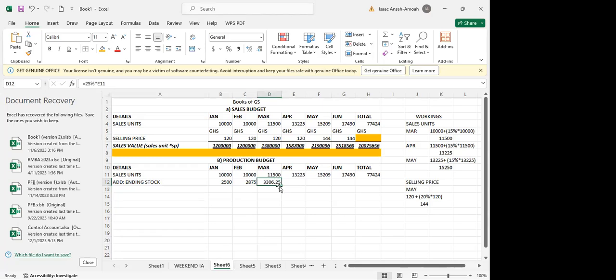So the policy says that it should be 25% of planned sale of the following month. So ending stock of month 1 is 25% of planned sale of February. So we multiply 25% by 10,000. If you come to February, it's 25% of 11,500. Now we are at March. March will be 25% of 13,225. And then going forward, April will be 25% of 15,209. May will be 25% of 17,990.